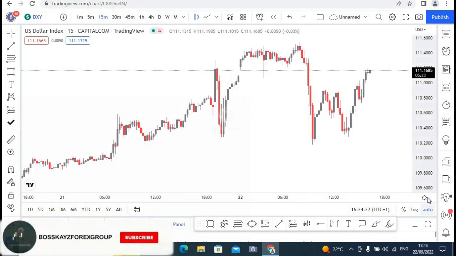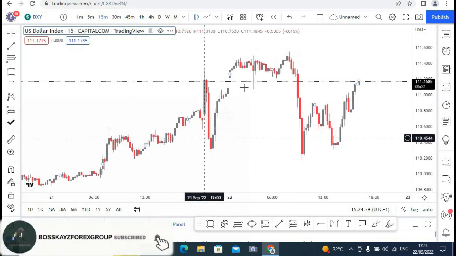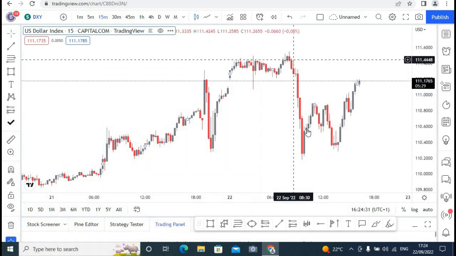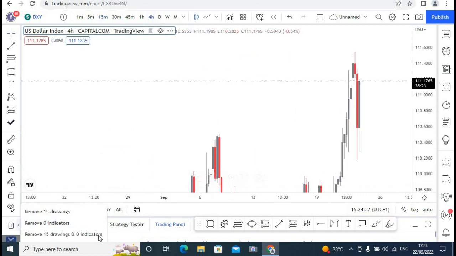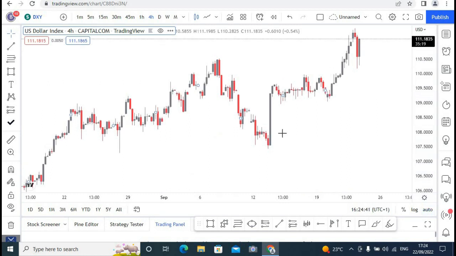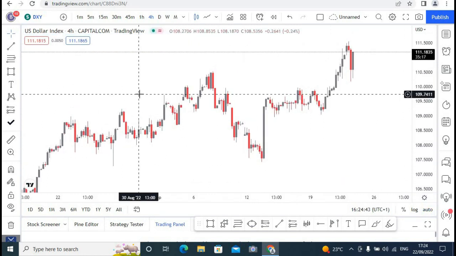As you can see, this is our DXY pair, and you can see the price has been going down and now it is going up. But before that, the first thing you do is go to your H4 time frame. Once you are in your H4 time frame, you have to understand the market structure.